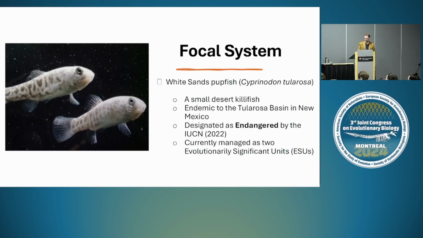So the white sands pupfish is a small desert killifish that's restricted to the Tularosa Basin in New Mexico. They were designated as endangered by the IUCN in 2022, and they're currently managed as 2 evolutionarily significant units, or ESUs.